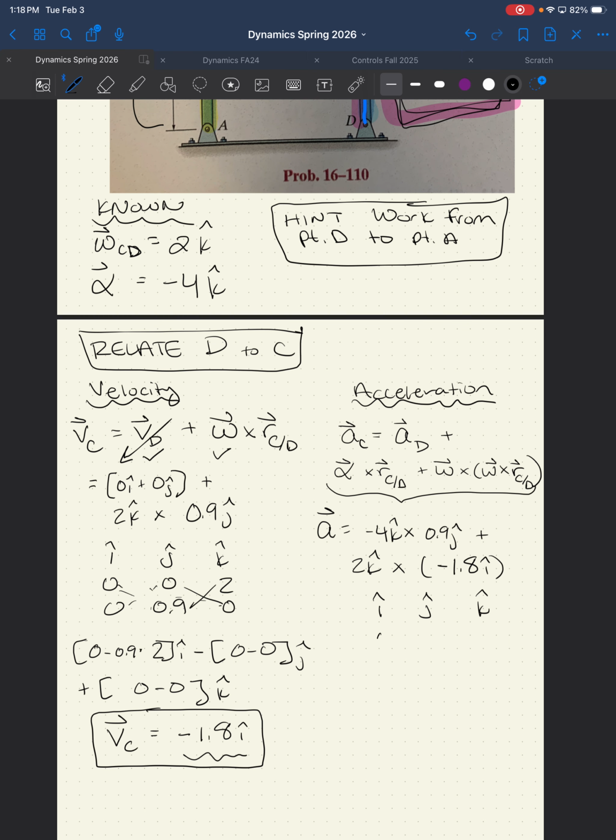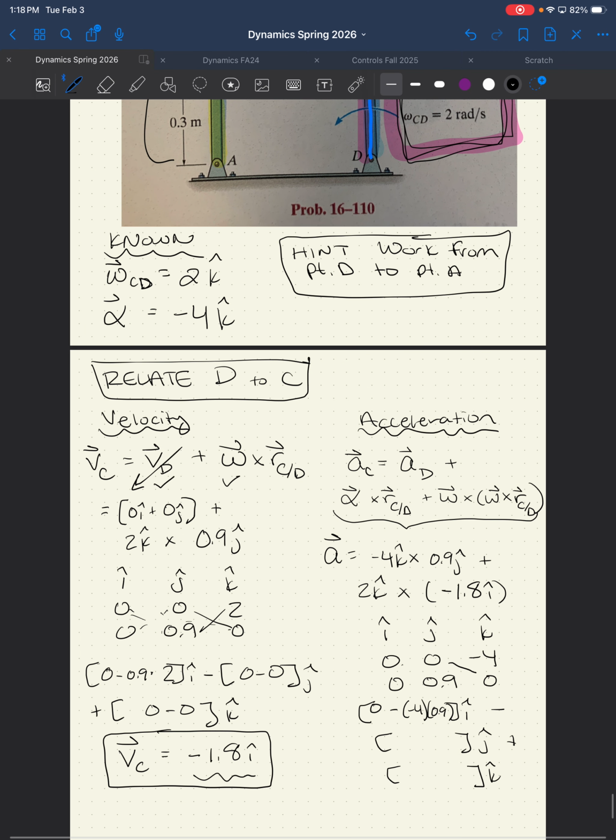Just as a foreshadowing, once I do this, I'm going to have to do this song and dance one more time. The last thing I'll do is relate A to B, and I'll end up with two expressions for the velocity of B. One is as seen from this elbow, and one as seen from this body, and I will set those two equal to each other and solve for my unknowns. Okay? So, that said, I want you all to take a few minutes to attempt at least the next step. Attempt doing exactly what I just did, but now relate C to B.